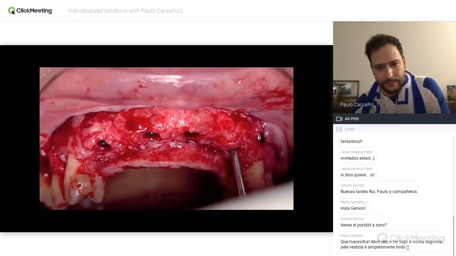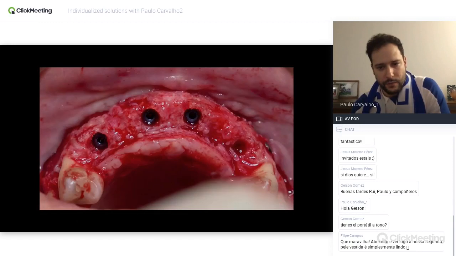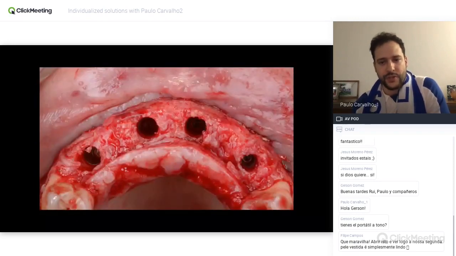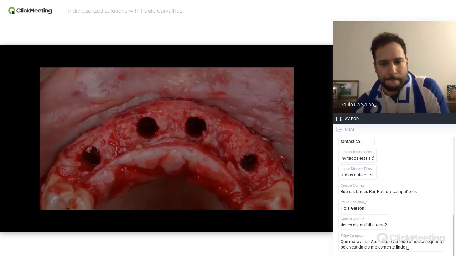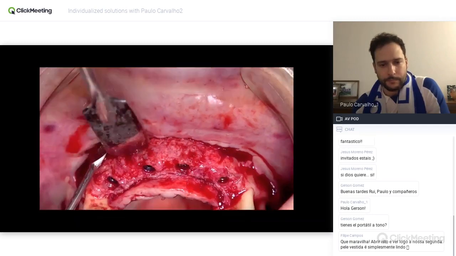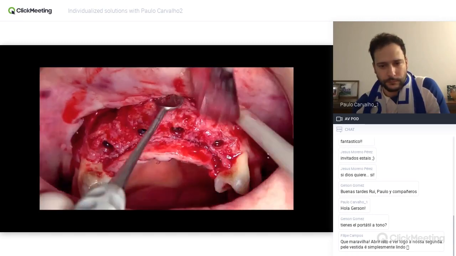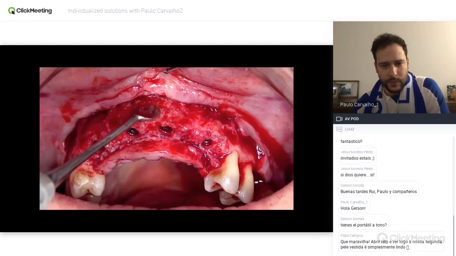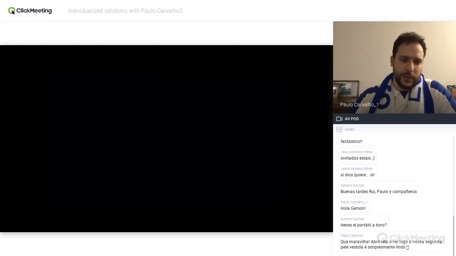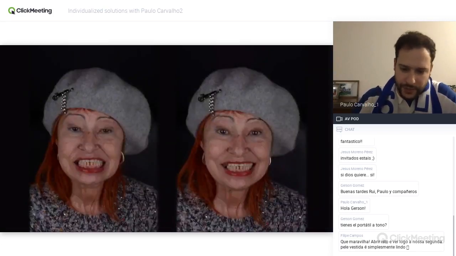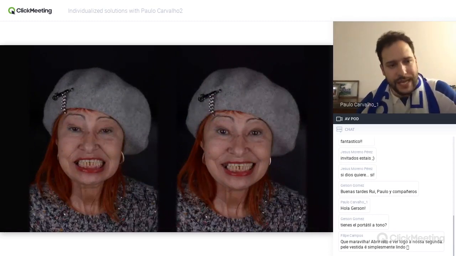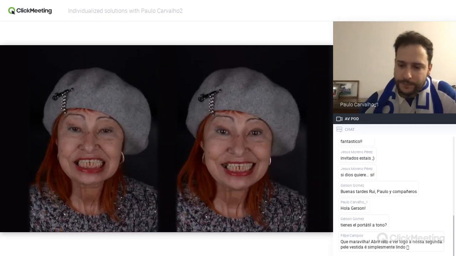So after implant placement with the correct positioning, we'll just close the flap and wait for the osseointegration. So, another type of case with another type of tool.